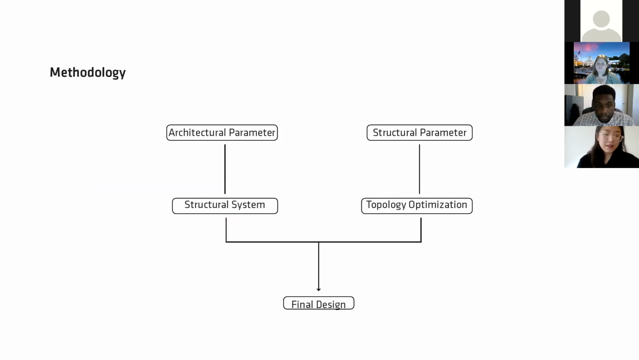In this design study, the methodology for design implementation starts with two parameter inputs: one is architectural and the other is structural. First, the structure system is determined by the designer's choice based on the chosen architectural parameters. As a parallel process, the topology optimization algorithm is executed in a Karamba 3D parametric script with the structural parameters such as domain, external load, and support setup. Finally, the design is created by combining these two outcomes.